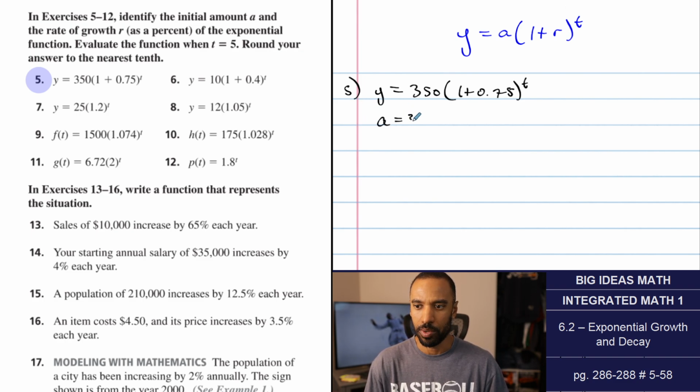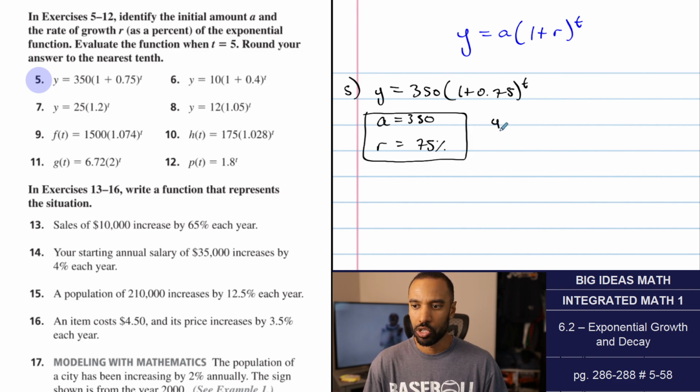Now, they said identify the initial amount. The initial amount is a. We don't know what units they are, so I'll just say a is 350 here. The r value, they said, represent it as a percent. 0.75 is 75%. That's a decimal shift 2 places to the right, or you can multiply by 100. Now they said evaluate when t equals 5. So we're going to do y equals 350 times, and I'd love to simplify this, write it as 1.75, and raise it to the 5th power.